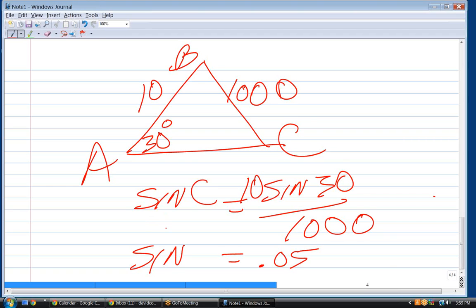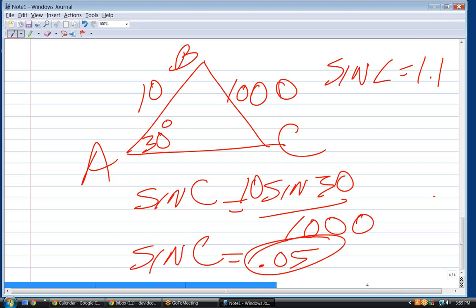But if you get the sine of an angle is some number outside the range of what sine can be, sine has to be between -1 and 1, always. It's impossible for the sine of some angle to be 1.1. That cannot be. So if you are using the law of sines and you come up with the sine of an angle is equal to 1.1, you immediately know that you do not have a possible triangle.